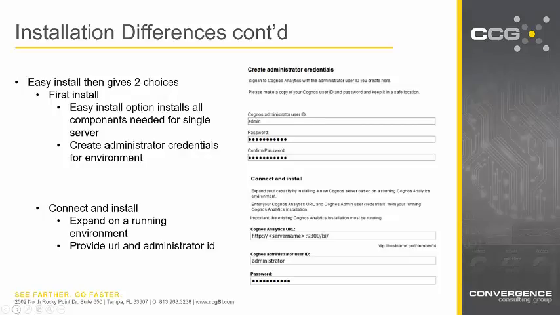There's also a connect and install option when you're going through that easy install, and that's for you to expand on a running environment. And so in there, what you'll need to do is provide your URL for your environment, and then of course the ID and password that you created for that environment. One thing you'll notice different, the URL that I have there, that's not the typical IBM Cognos CGI or if you're using CGI bin or ISAPI or whatever. This is the URL where we're going directly against the dispatcher.